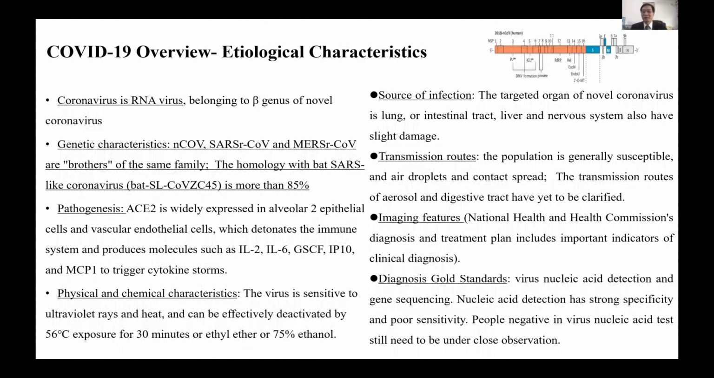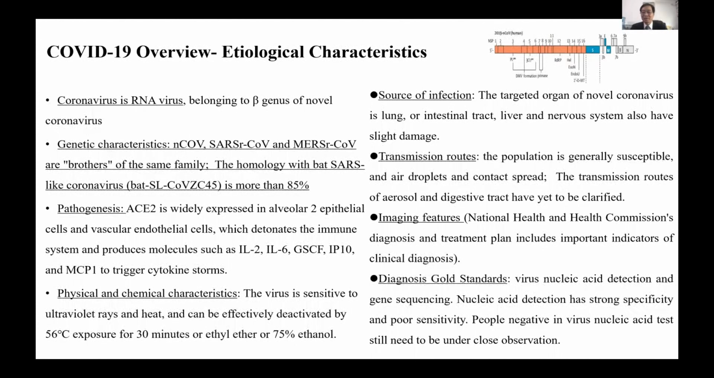Transmission routes: the population is generally susceptible, and it spreads by air, droplets, and contact. The fecal-oral and digestive tract transmission routes have yet to be clarified.